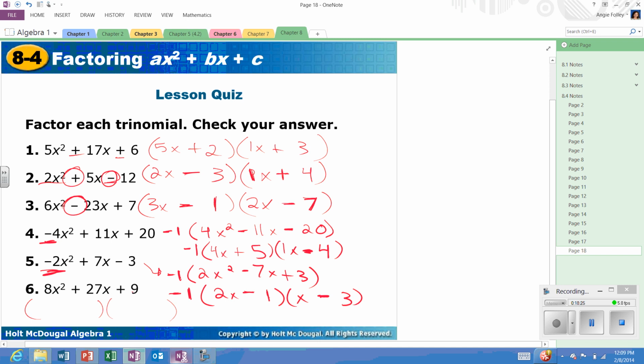And then on this last one here, I tried 2 and 4, and that didn't work. So it's 8x and 1x. And then the options for 9 are either 9 and 1 or 3 and 3. I already know that it's 3 and 3 because 3 times 1 is 3, 3 times 8 is 24, and if you add those, that will give you 27. So just be aware, you guys, it takes time. You have to try some numbers. They might not work. You can always check your answer by just foiling, okay? So don't forget that you can always check by foiling.